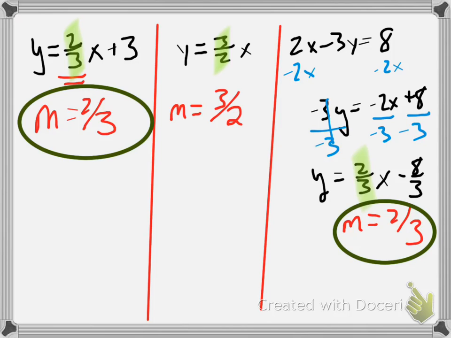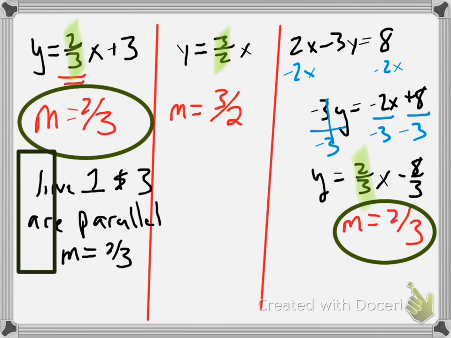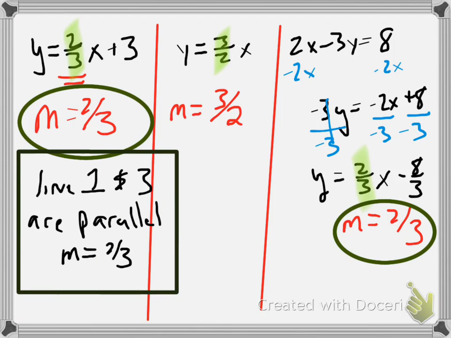So the best answer here is going to be that line 1 and 3 are parallel. And remember, anytime you talk about parallel or perpendicular, you have to give me the slopes. So we would say that they both have a slope of 2/3. That's our best answer for this question.